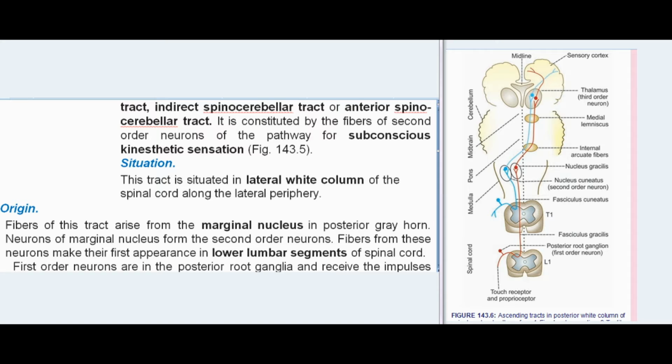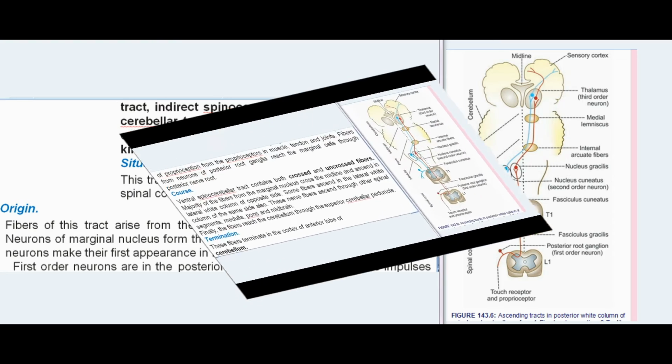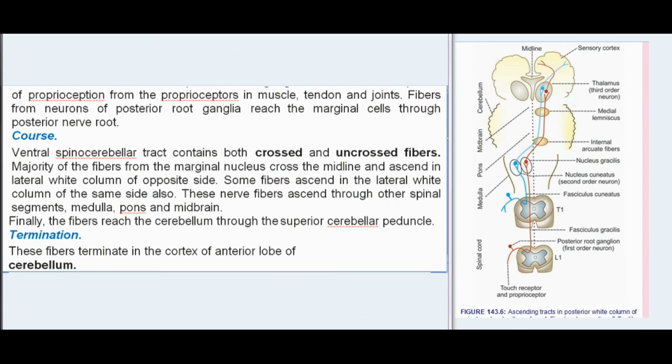Fibers of this tract arise from the marginal nucleus in posterior gray horn. Neurons of marginal nucleus form the second-order neurons. Fibers from these neurons make their first appearance in lower lumbar segments of spinal cord. First-order neurons are in the posterior root ganglia and receive the impulses of proprioception from the proprioceptors in muscle, tendon, and joints. Fibers from neurons of posterior root ganglia reach the marginal cells through posterior nerve root.